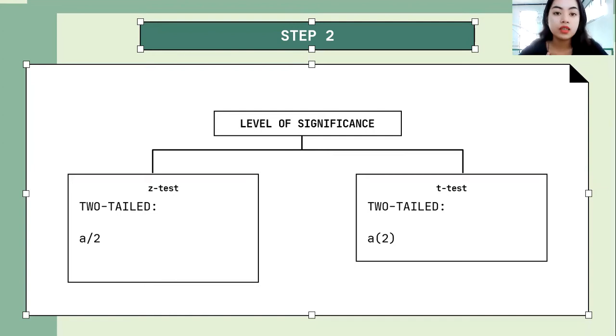However, if you're using the t-test, you're going to multiply your alpha by 2. So again, if your alpha is 0.1 and then we multiply it by 2, it's going to be 0.20.